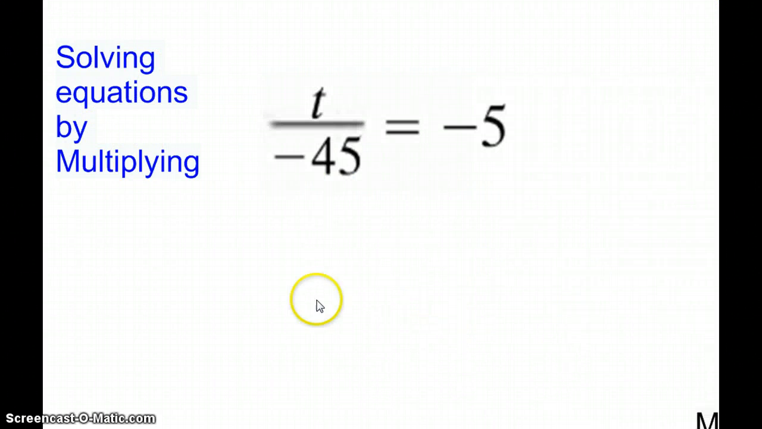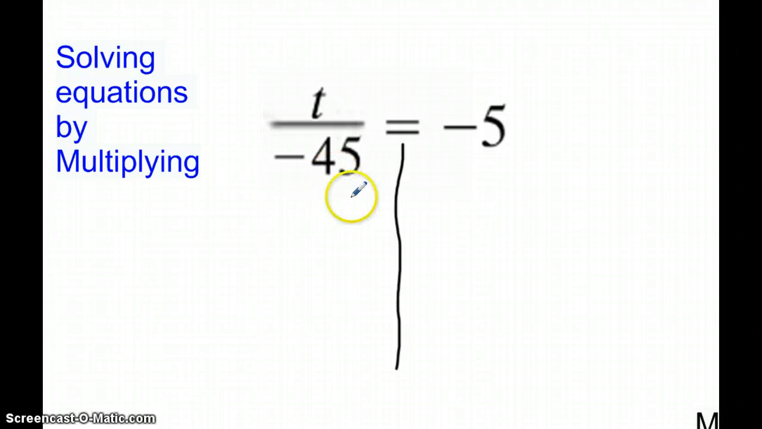Okay, so obviously it'll look a little different. So in this case, we have t divided by negative 45 equals a negative 5. Okay, and in order to solve this, hopefully you know our first order of business is to always draw the line. Whatever we do on one side of that line, we're going to do on the other.